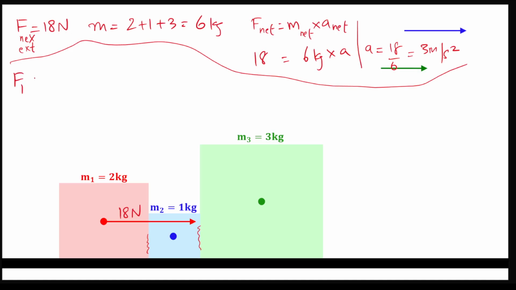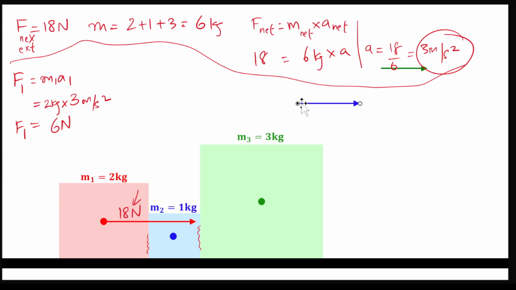First the red one, F1 equals M1A1. This acceleration of the system is non-negotiable. So we have 3 meters per second square, and you multiply that by the mass, which is 2 kilogram, and then you end up getting 6 Newton. This is the net force on object number 1. But then there is a 18 Newton acting on it, we know.